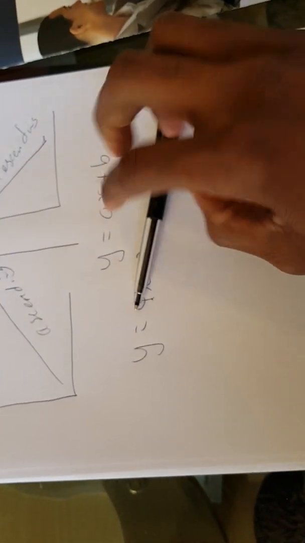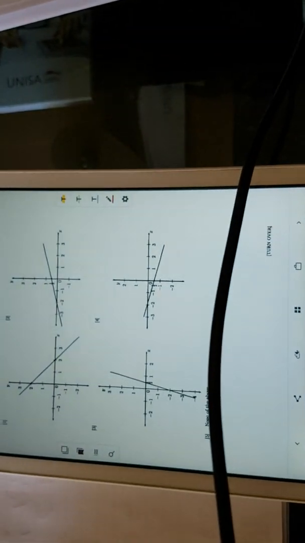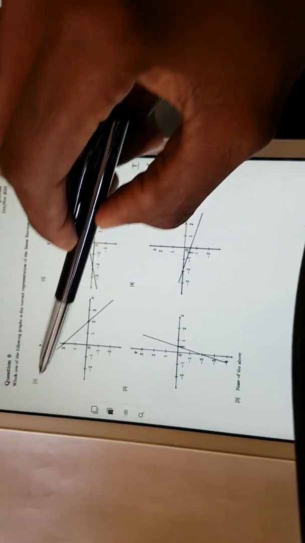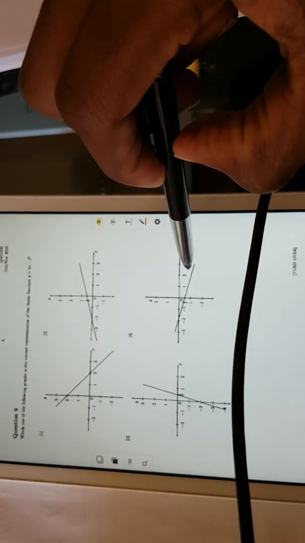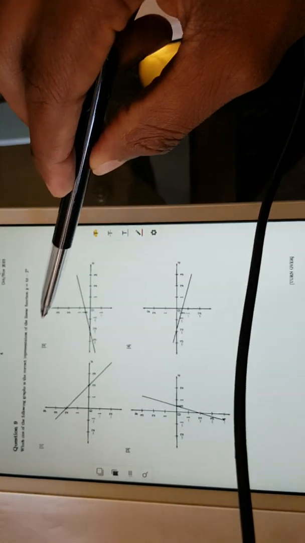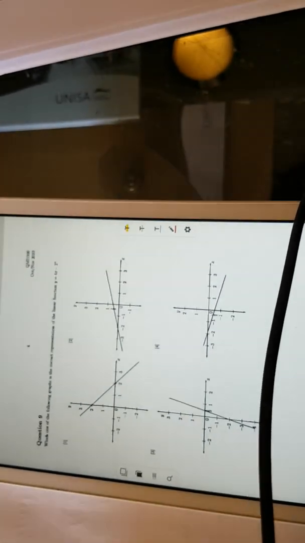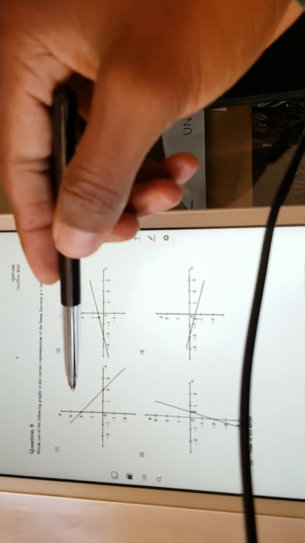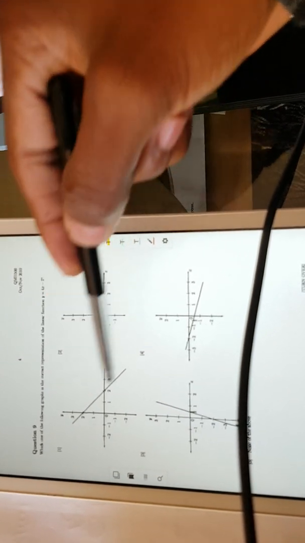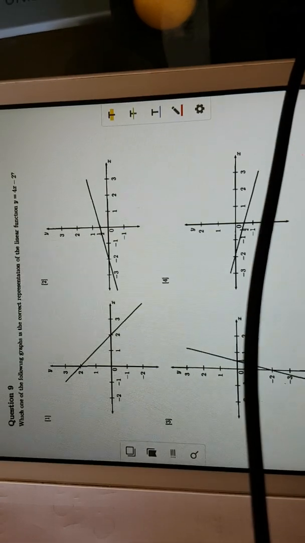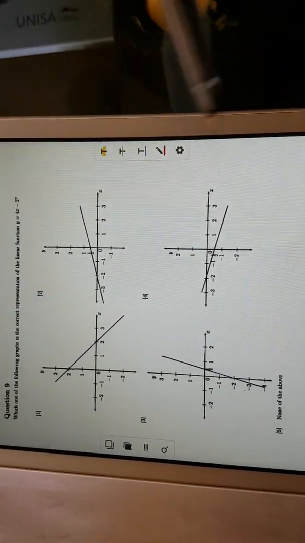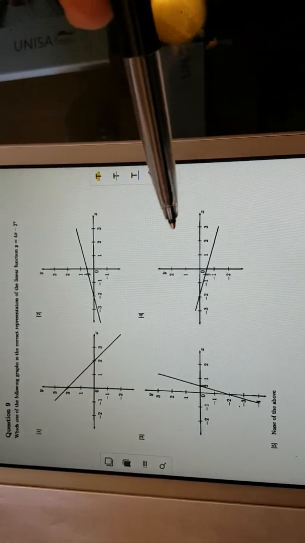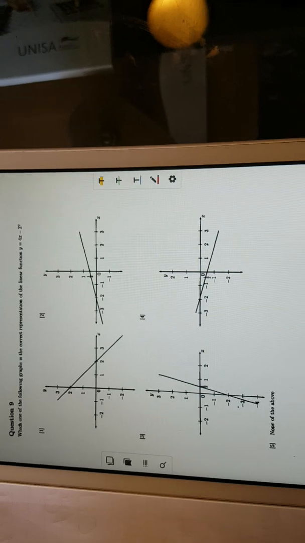So let's see which graphs have a positive slope. Graph number 1 and graph number 4 have a negative slope, because these lines are falling down. Graph number 3 and graph number 2 have a positive slope. This means we have to eliminate graph number 1 and graph number 4 because they have a negative slope. Now which one will be correct from graph number 3 and graph number 2?